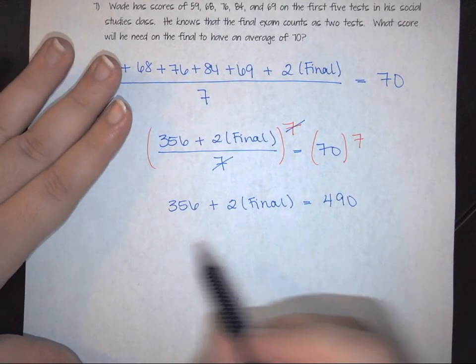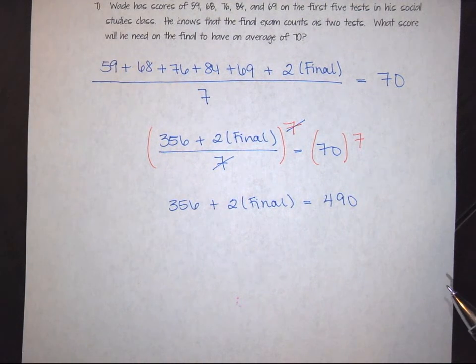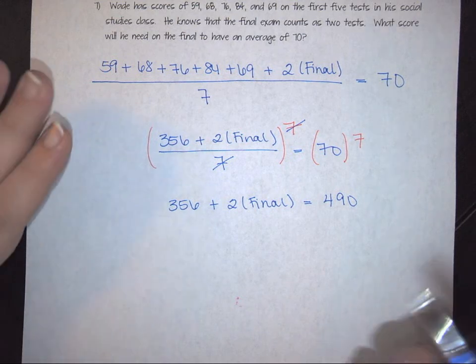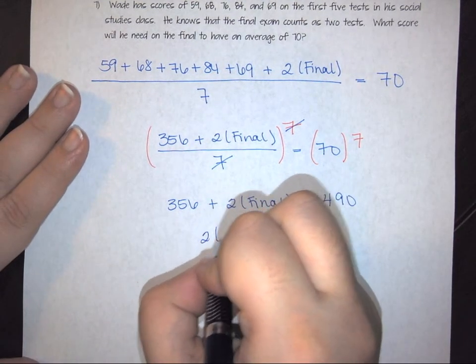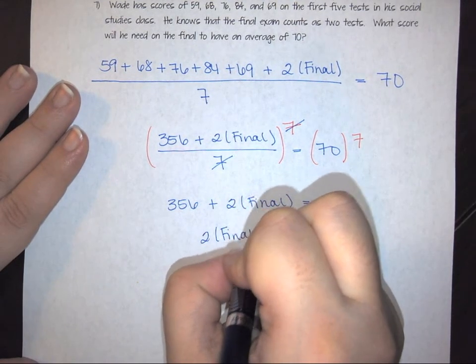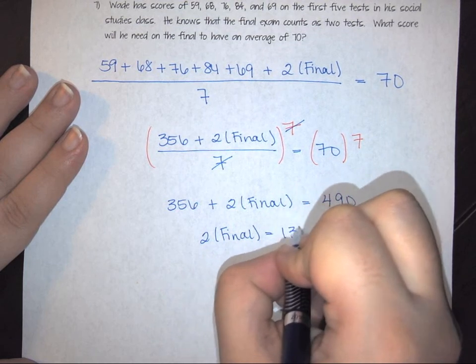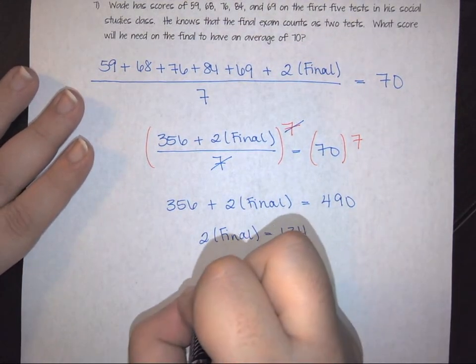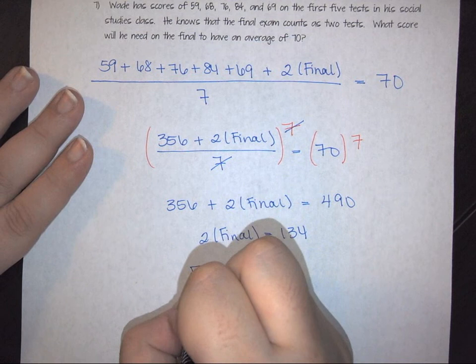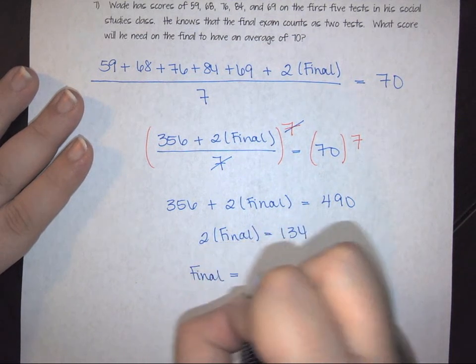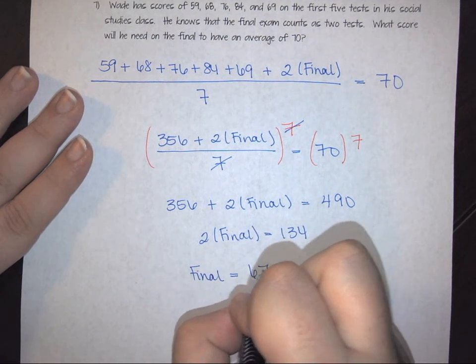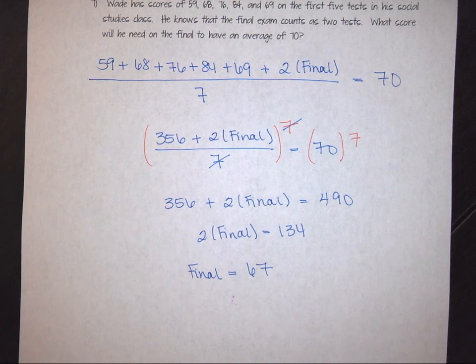I'm then going to subtract the 356. So I have twice the final equals 134. Divide everything by 2, and your final is going to come out to being 67.